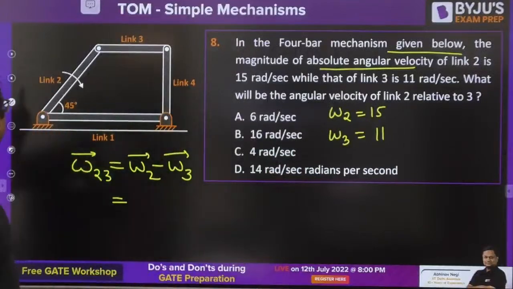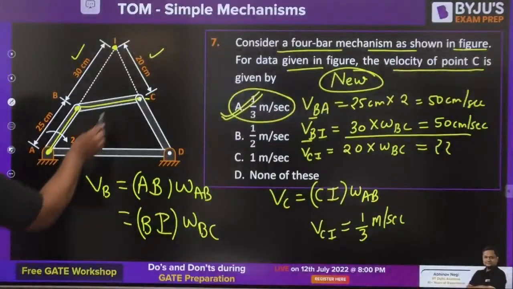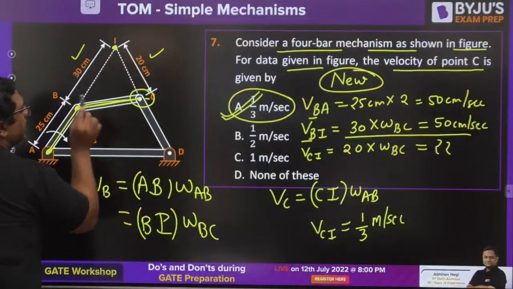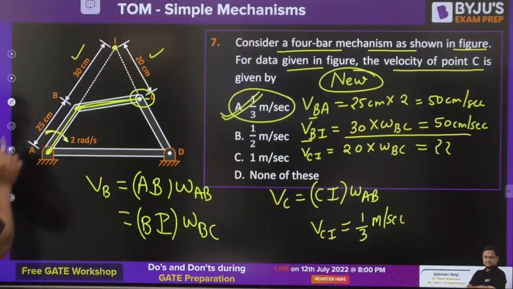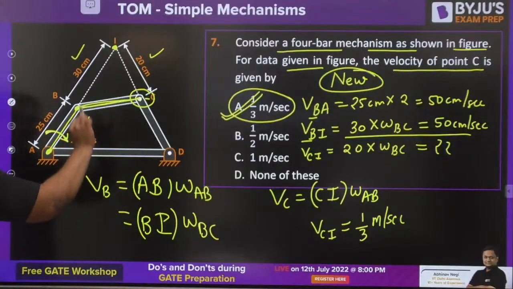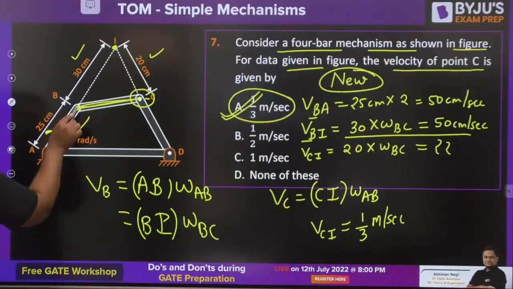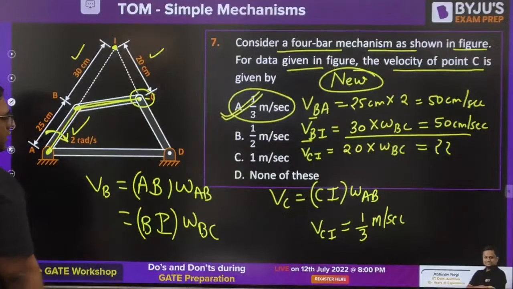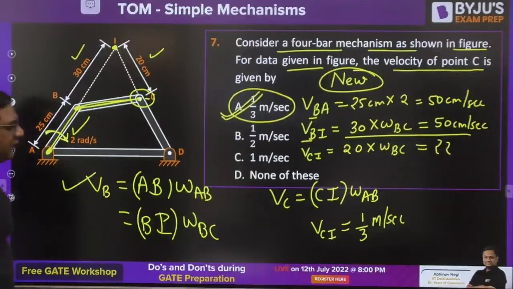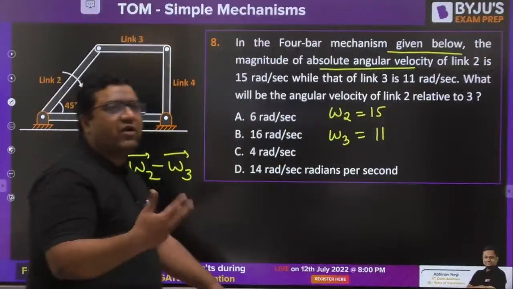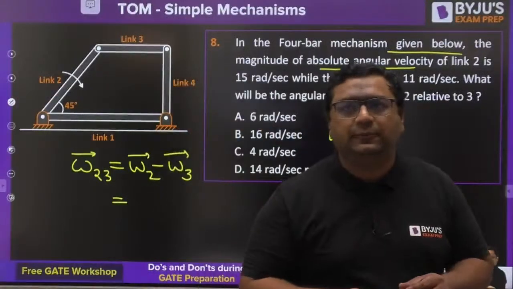Okay, like if you see the previous question, you want to find out velocity of C which is on BC and velocity of AB is given. So you will start from the given data. From A to B you will go and then B to C you will go. So that's why I started with VB, then found out VC. So always start from the given data and then find out whatever is asked.